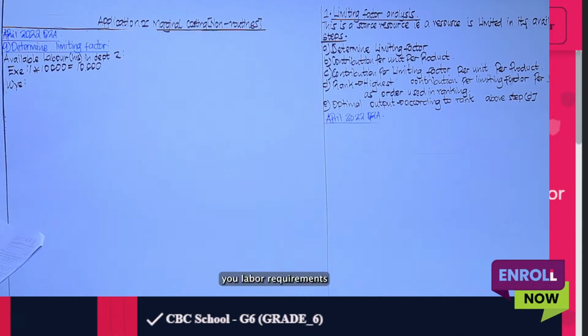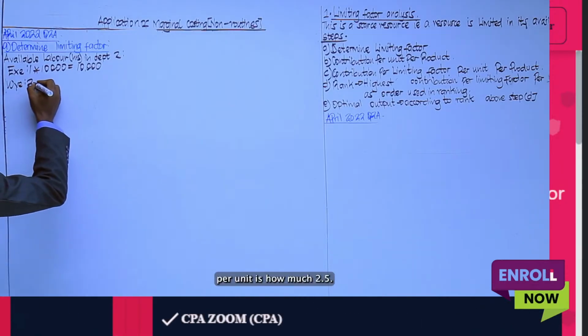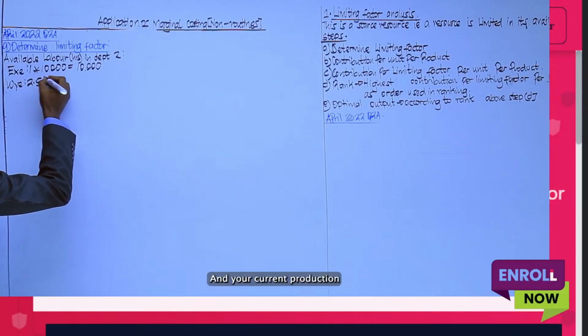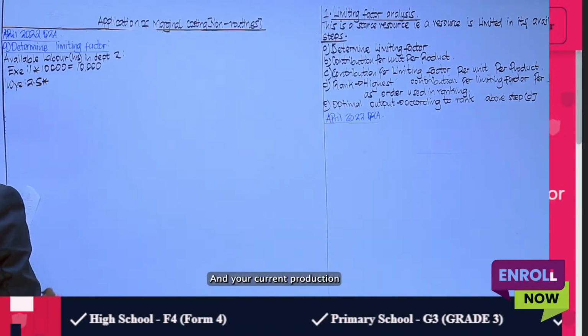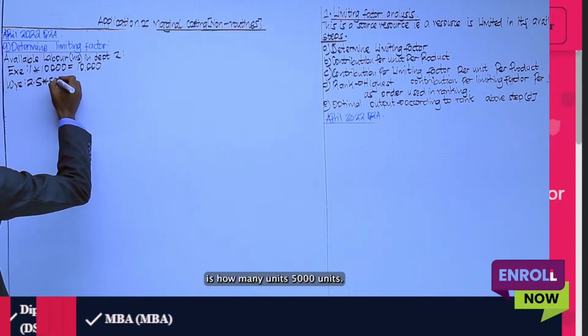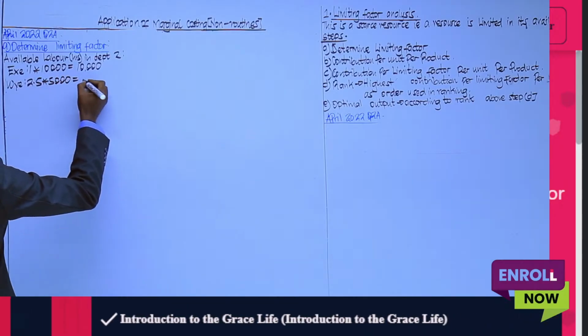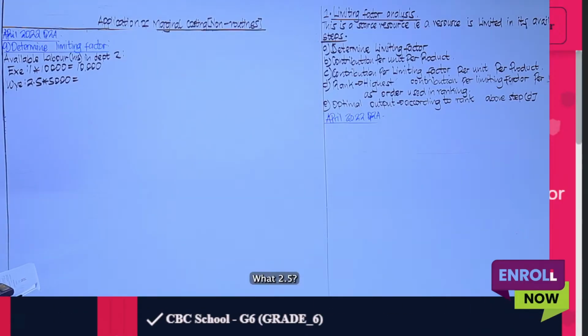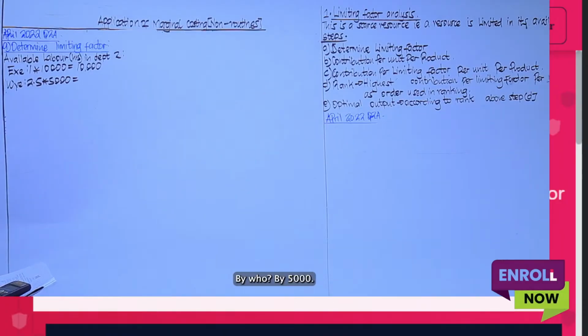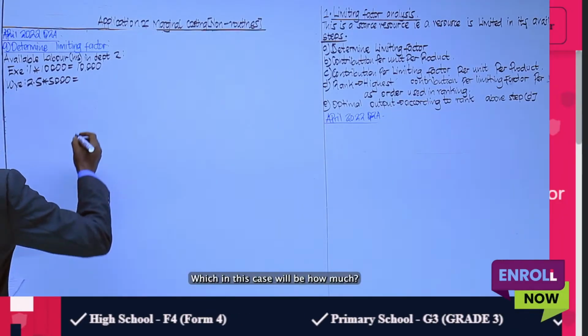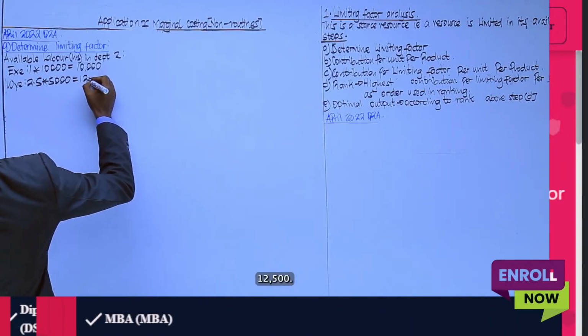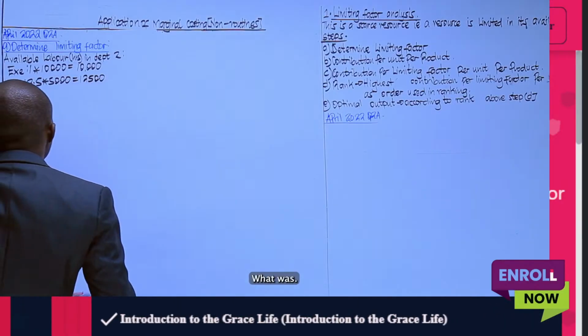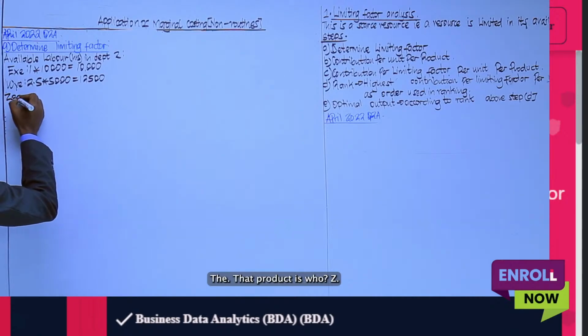Your labor requirements per unit is how much? 2.5, and your current production is how many units? 5,000 units. Therefore, the labor requirements of Y will be 2.5 by 5,000, which in this case will be 12,500 hours.